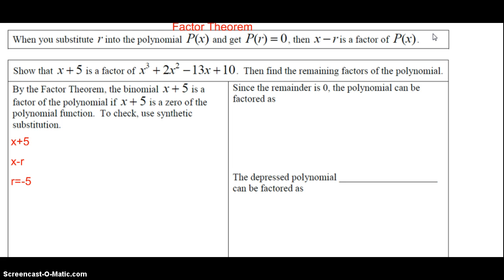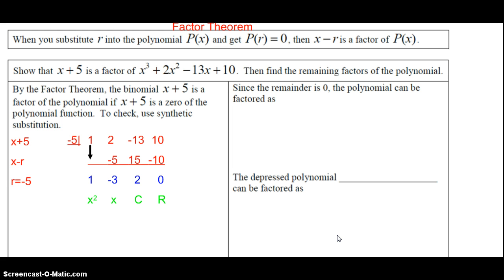Next, we're going to set up this synthetic substitution, and we're going to determine whether or not we have a factor of the polynomial function, this x plus 5 number. So we're going to put negative 5 in the box. We're going to check our coefficients and make sure that all the degrees are accounted for. Our highest degree monomial in the polynomial is 3. So our coefficients are going to be 1, 2, negative 13, and 10. When we run through the synthetic division, we end up with the depressed polynomial x squared minus 3x plus 2. We have a remainder of 0.